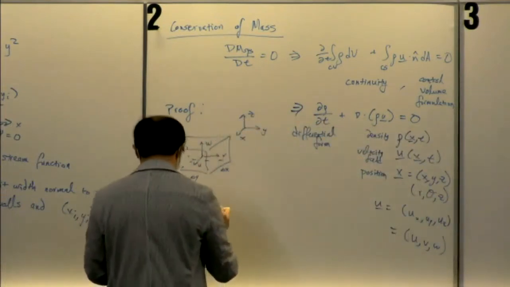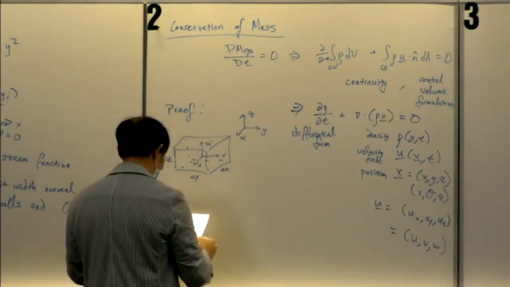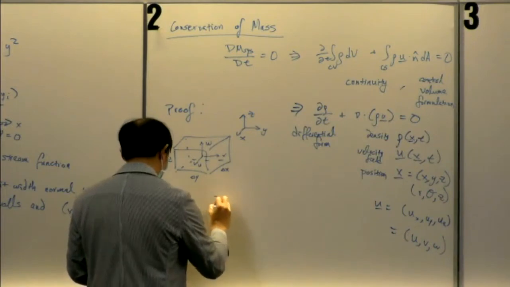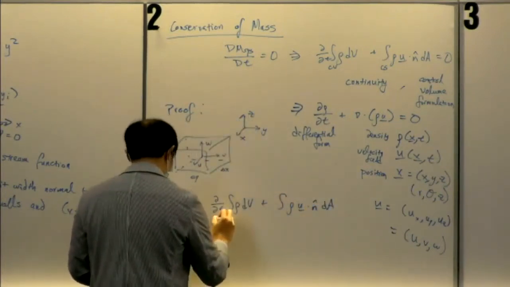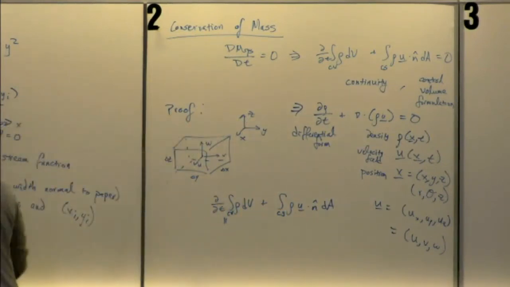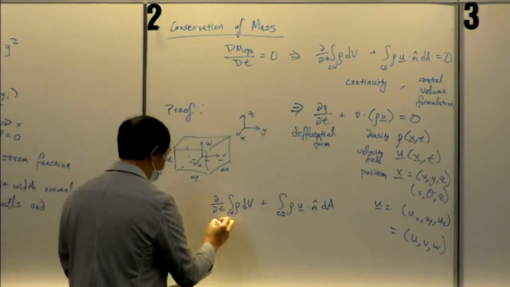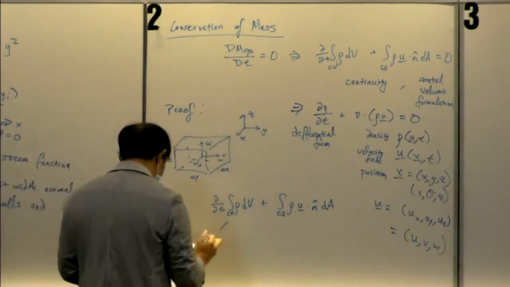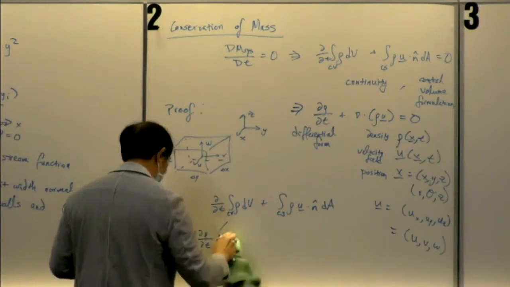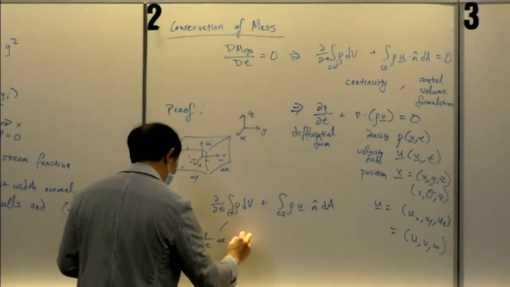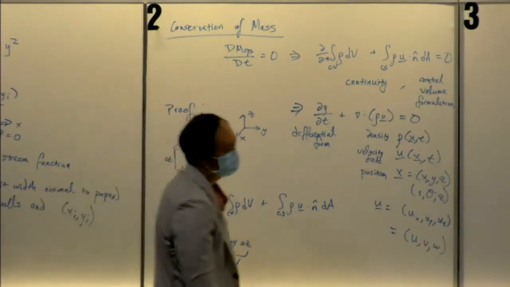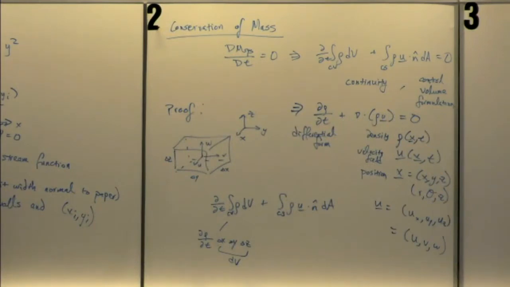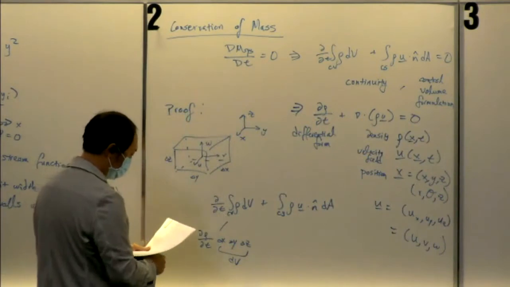All right, first step in this proof. If we're considering a fixed volume, we can take this time derivative inside. So we have d rho dt times the volume, which is the product of the side lengths, dx dy dz. We'll call that dV, right? Now this right-hand side requires us to consider basically how u behaves at different edges of the cube.